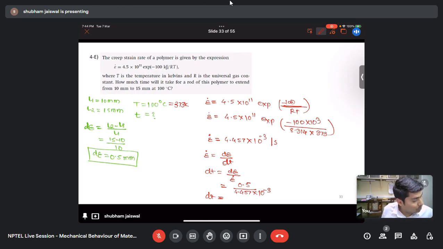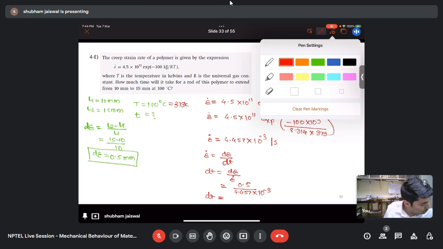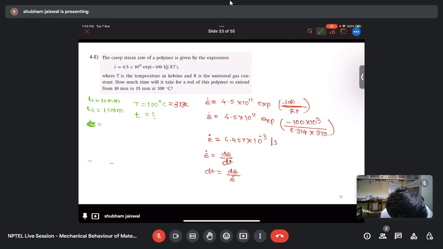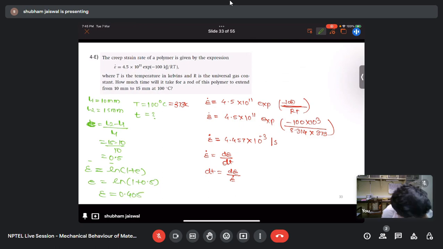Sorry, this is the epsilon, no? Sorry, I made a mistake here. So this is the engineering stress strain, e, equal to L2 minus L1 upon L1, which is 15 minus 10 divided by 10. It should be 0.5. And the true strain is given by epsilon equal to ln(1 plus e). So epsilon is ln(1 plus 0.5), which comes out to be 0.405.